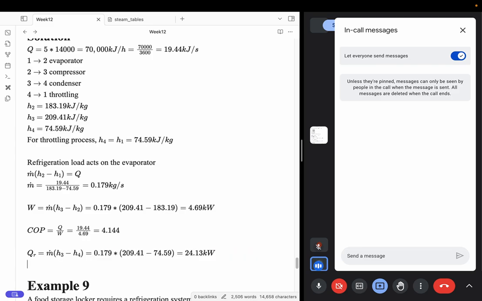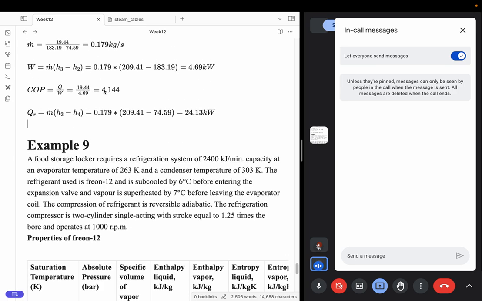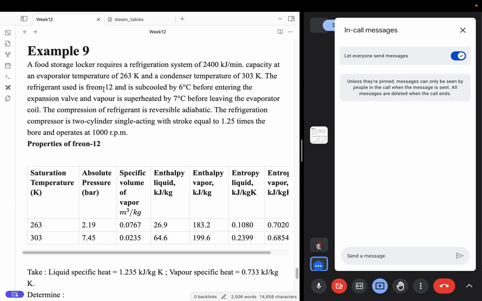So this is a fairly straightforward problem. Since we haven't discussed any problem on this yet, I just put this small problem so that you'll be familiar with this methodology. Now let's take a little bit bigger problem.